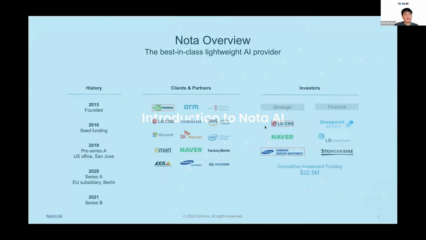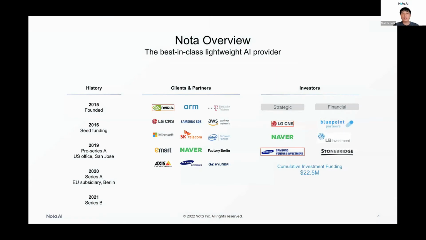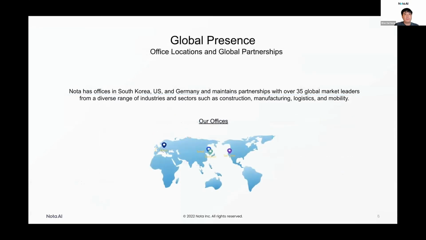Introduction to Nota AI. Nota AI was founded in 2015. It's been 7 to 8 years old. So yeah, we are in the stage of Series B, and one of our premier partners is NVIDIA, and one of our main investors are LGCNS and Samsung Venture Investments. So the cumulative investment funding is $22.5 million. For our global presence, we are based in Seoul, Korea, and we also have a base in Berlin, Germany, and San Jose in the States.